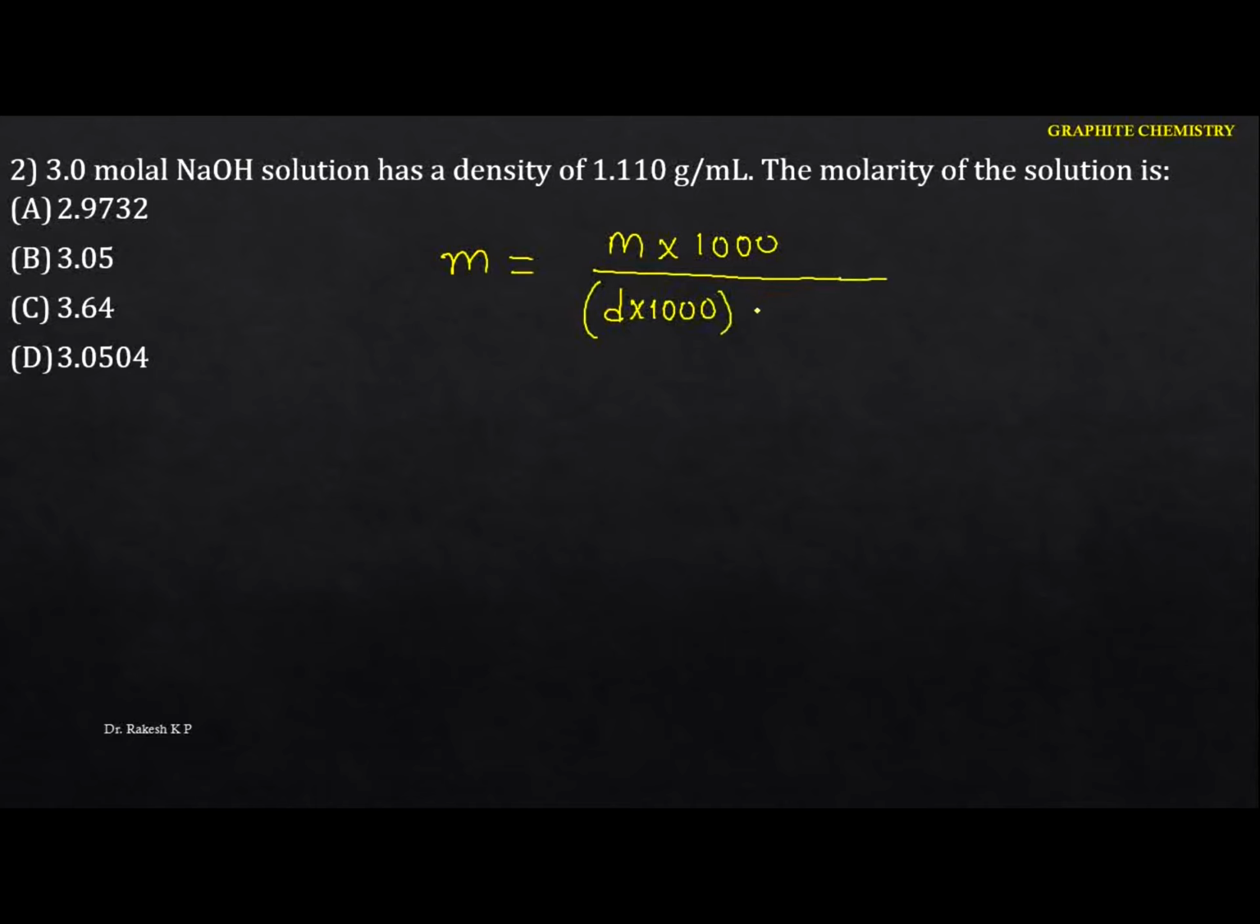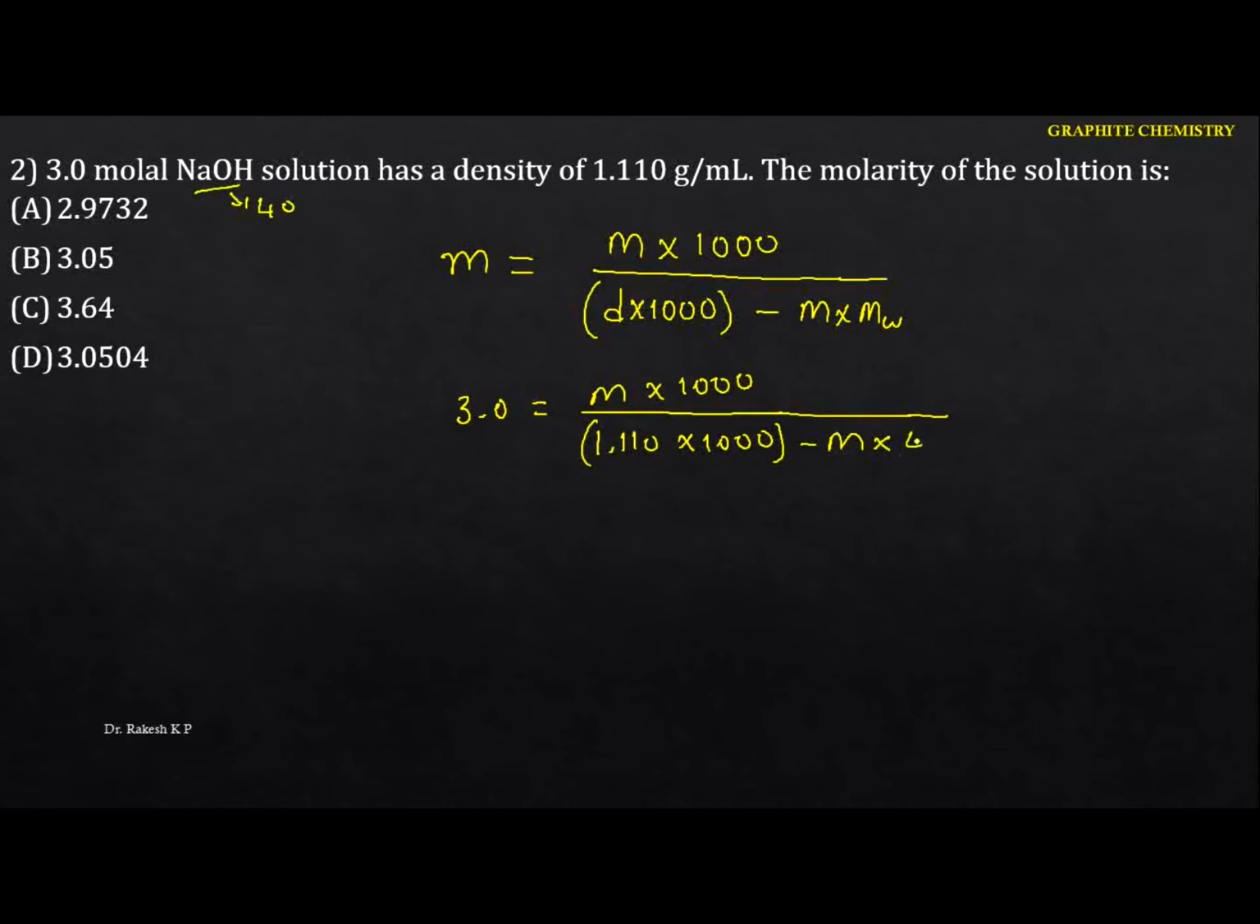minus molarity into the molecular weight. Okay, so what is the molality they have given? That is 3.0. We don't know the molarity, we have to calculate. That is M into 1000. They have given the density, the density value is 1.110 into 1000. And we don't know the molarity, so I'm going to keep that value here. Now see this one, what is W? That's the molecular weight of sodium hydroxide. The molecular weight of sodium hydroxide will be 40.